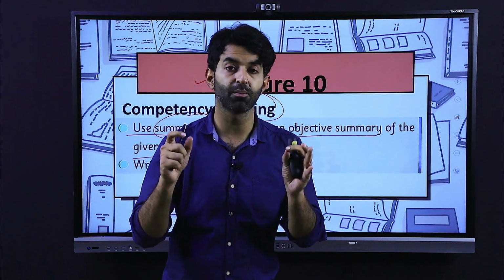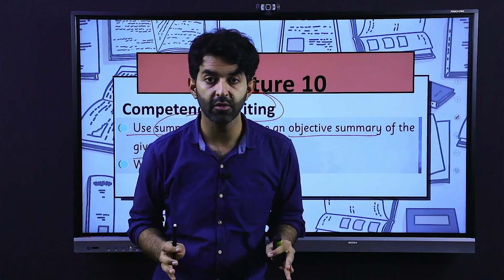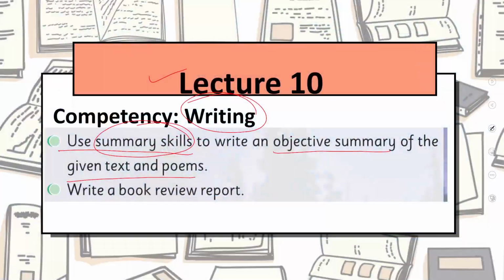We are going to see the rules of writing an objective summary. Then the next part is to write a book review report.